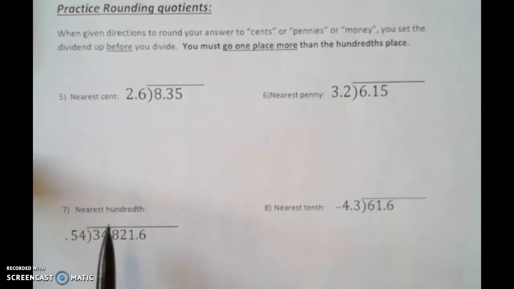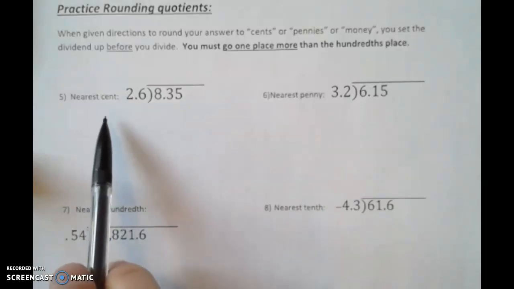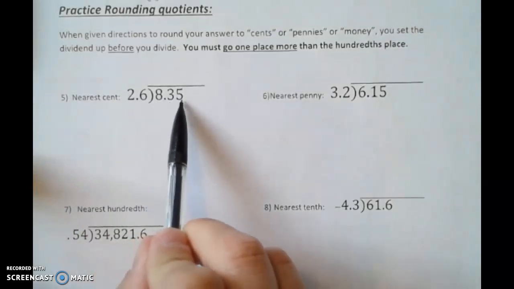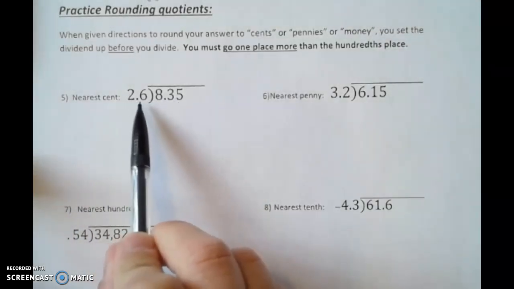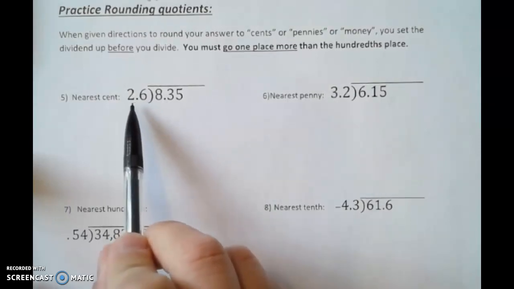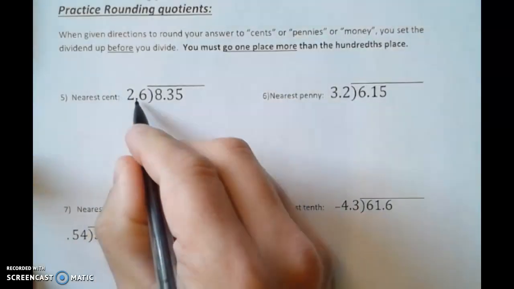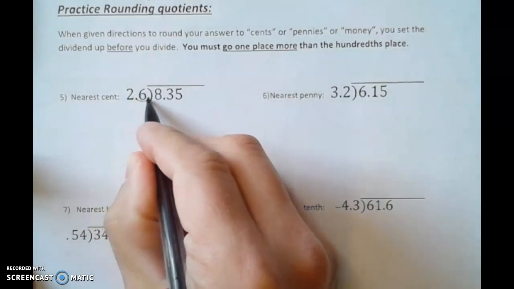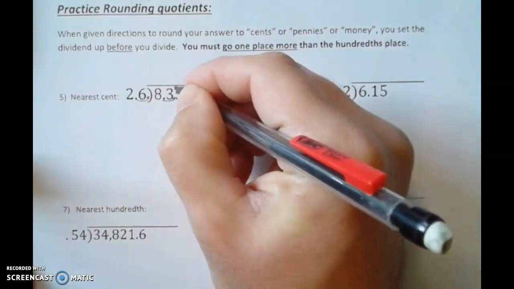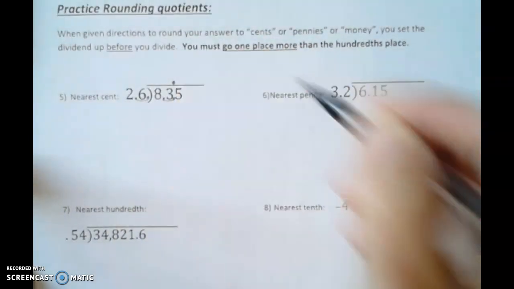In my last two examples, I can see here they want it to the hundredths place, here they want their answer to the nearest tenth. But let's focus on number 5 where they want us to round it to the nearest cent. I have 8 and 35 hundredths divided by 2 and 6 tenths. So it's like $8.35 divided by 2.6. My divisor's not whole, so I'm going to move my decimal one place to the right. I'll do it on the dividend as well. And this is where the decimal comes straight up into the answer.